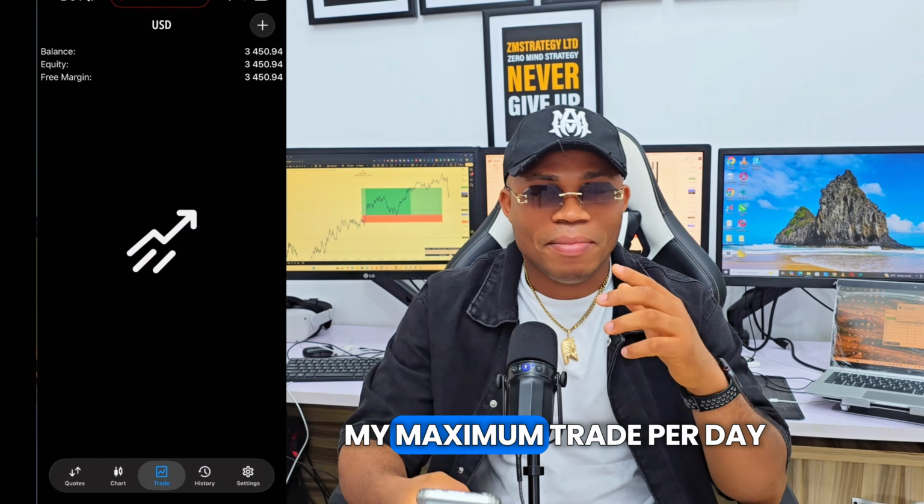So you can also enable this feature whereby the system will not allow you to take more than a certain amount of trades either a day, a week, or a month, depending on whatever number of trades you feel like you want to set.